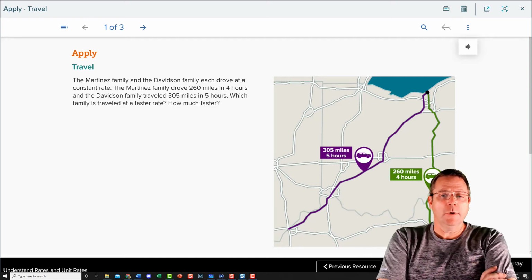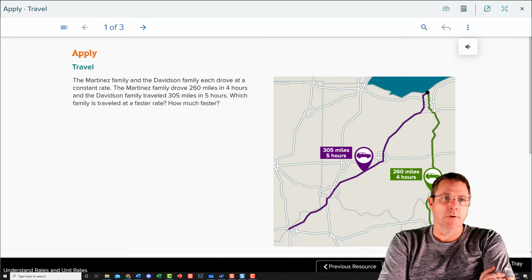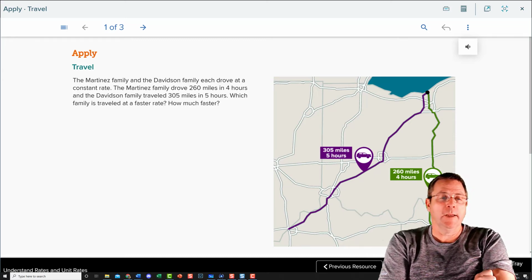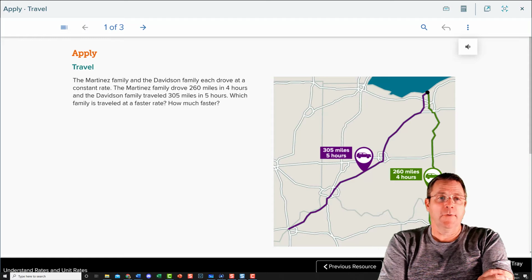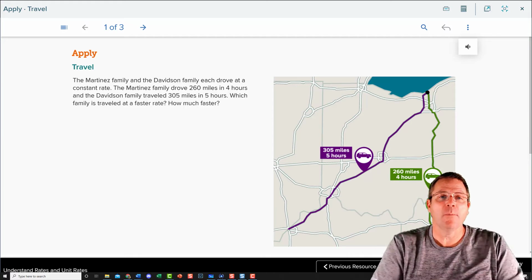We are down to 2 resources now. This one's going to be an apply, so that's something you get to do. The Martinez family and the Davidson family each drove at a constant rate. The Martinez family drove 260 miles for 4 hours. The Davidson family traveled 305 miles for 5 hours. Which family is traveling at a faster rate and how much faster?